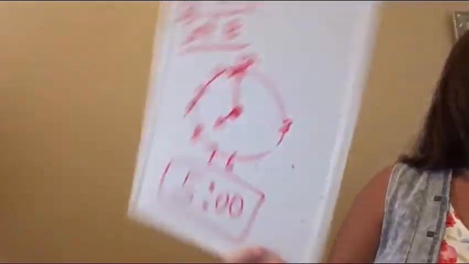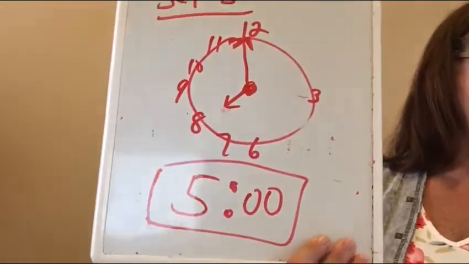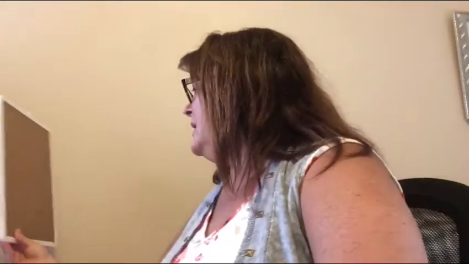This clock shows 5 o'clock. The clock underneath it says 5 o'clock. So you can write it that way, or you can draw it on the clock. 5 o'clock. There are no minutes, it's just the hour of 5. Okay.